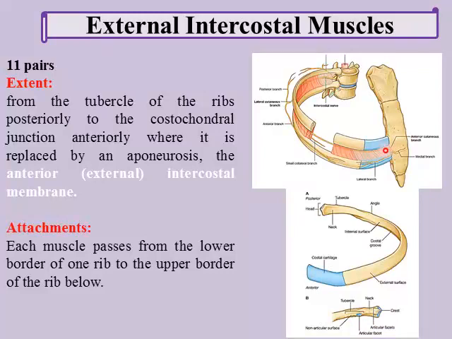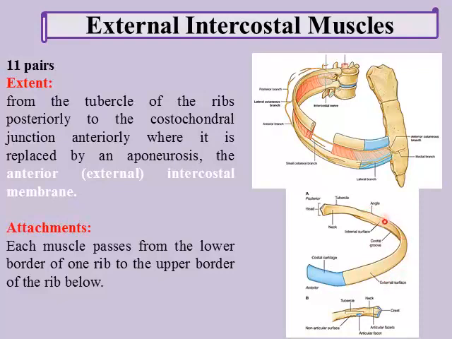The attachment. It is attached to a bone up and a bone down, a rib above and a rib below. Where exactly? If you know, the ribs are formed of two borders, upper border and lower border.